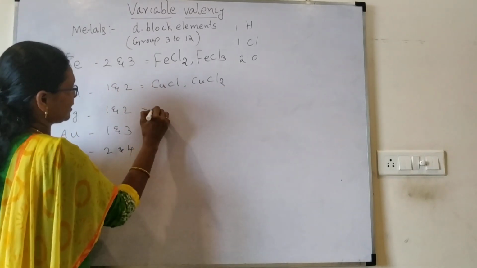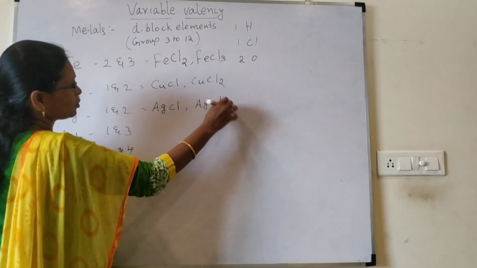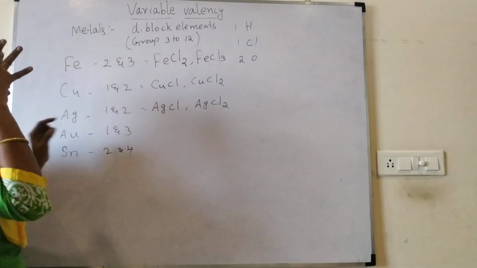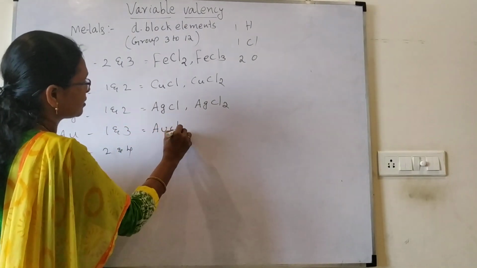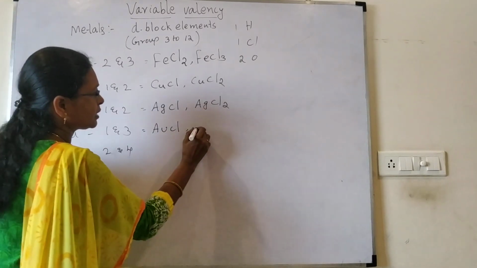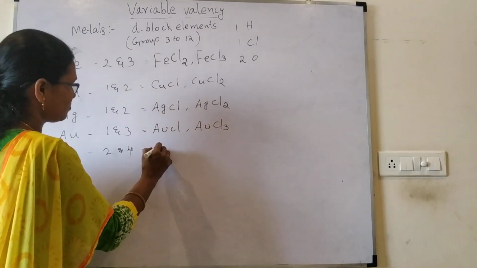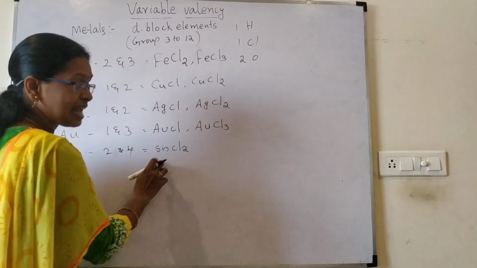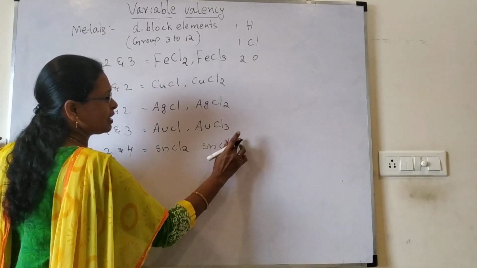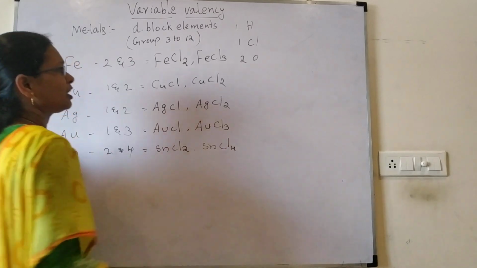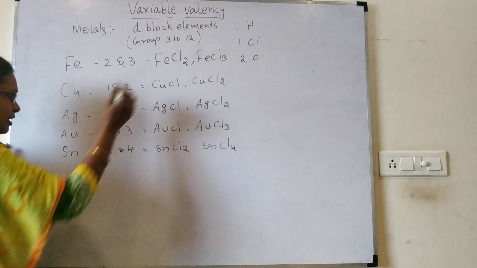Next you take a silver atom, AgCl, AgCl2. So here also silver will get the 1 and 2 variable valency. And gold, you take AuCl, aurous chloride, and AuCl3, auric chloride. It's the same thing, SnCl2, stannous chloride, and stannic chloride, etc. Like this we can say all the D block elements will have the variable valency. For example, here 2 and 3 we are seeing now.